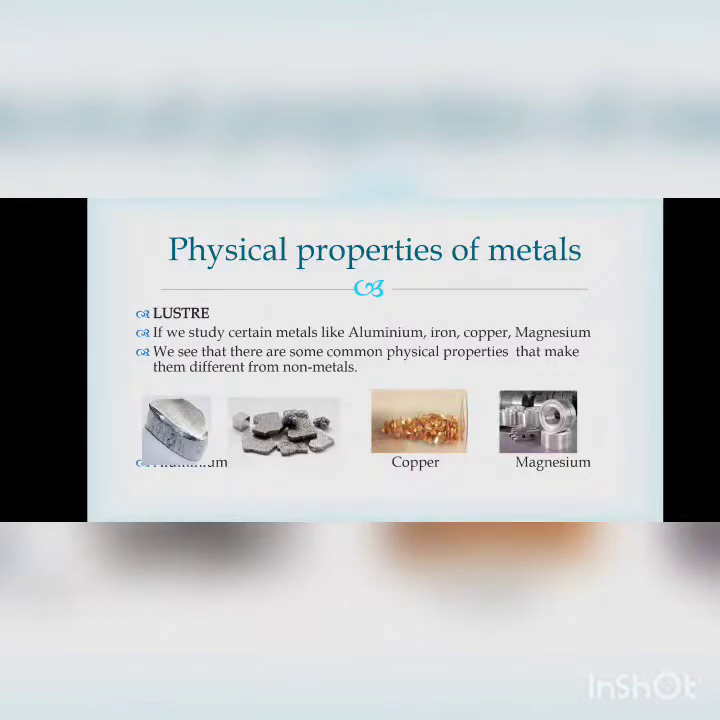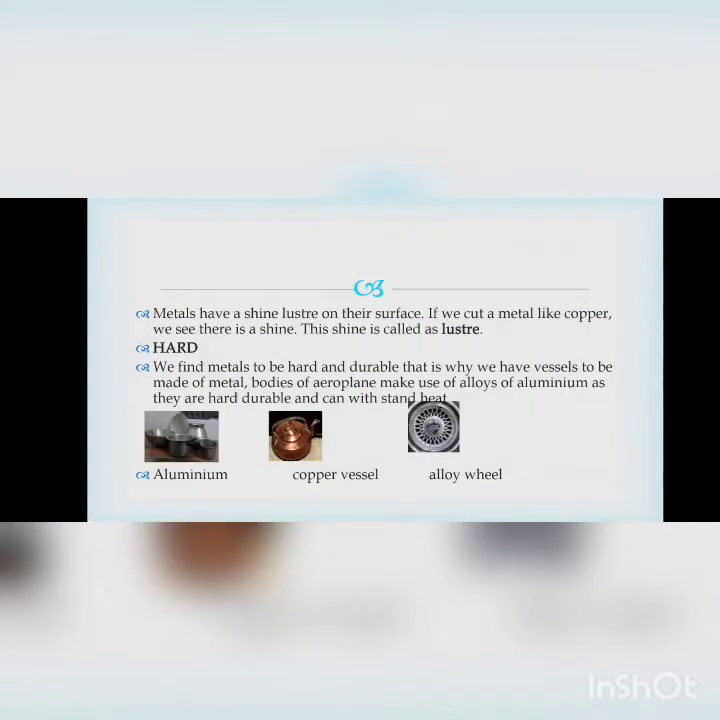They have got a shine, that is luster. If we study certain metals like aluminium, iron, copper, magnesium, we see that there are some physical properties that make them different from non-metals. Metals have got a shine on their surface. If we cut a metal like copper, we see that there is a shine, and this shine is called luster. They are hard and durable, and that is why we have vessels made of metals.